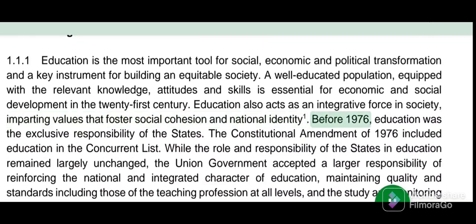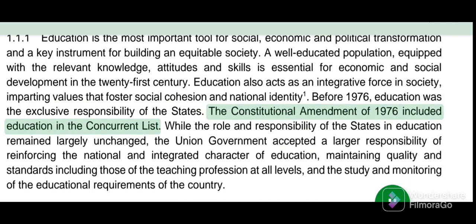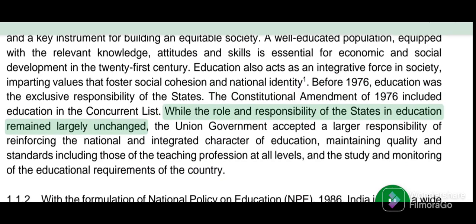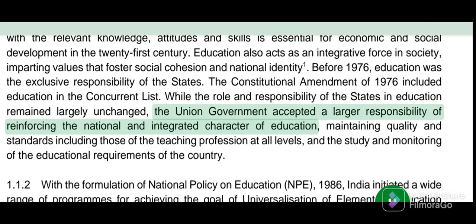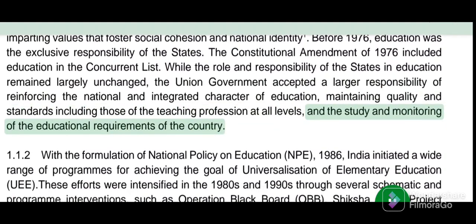Before 1976, education was the exclusive responsibility of the states. The constitutional amendment of 1976 included education in the concurrent list. While the role and responsibility of the states in education remained largely unchanged, the Union government accepted a larger responsibility of reinforcing the national and integrated character of education, maintaining quality and standards including those of the teaching profession at all levels, and the study and monitoring of the educational requirements of the country.